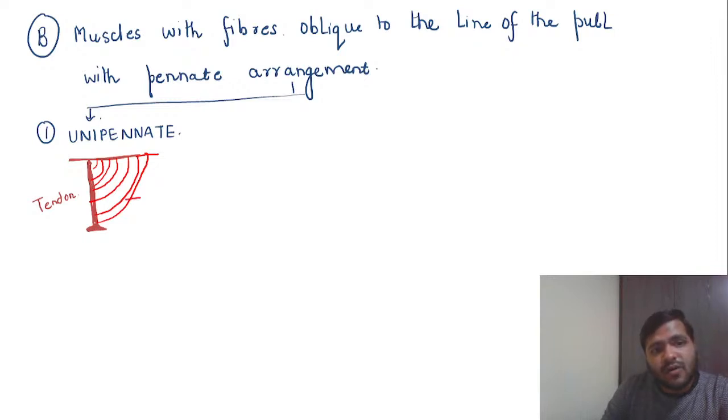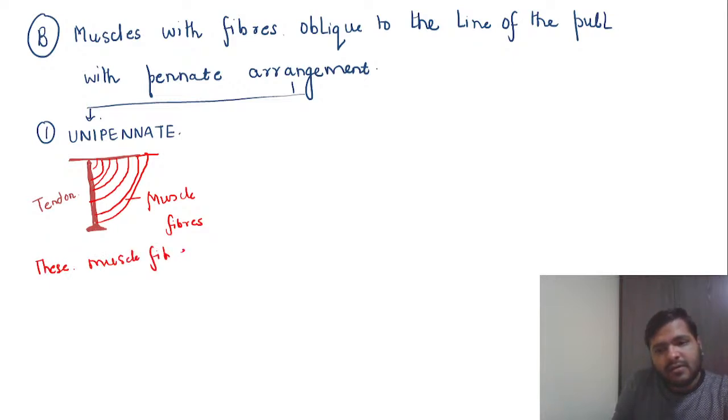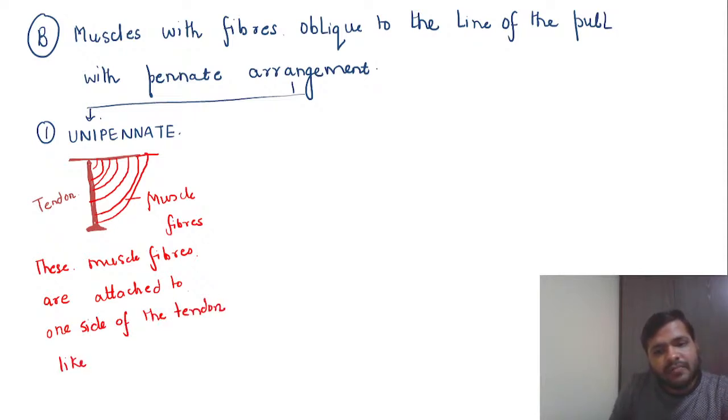So these are what? These are muscle fibers. These muscle fibers are attached to one side of the tendon, like half of a feather. You already know the wings of a feather, so you don't need to write this. It is somewhat like this.